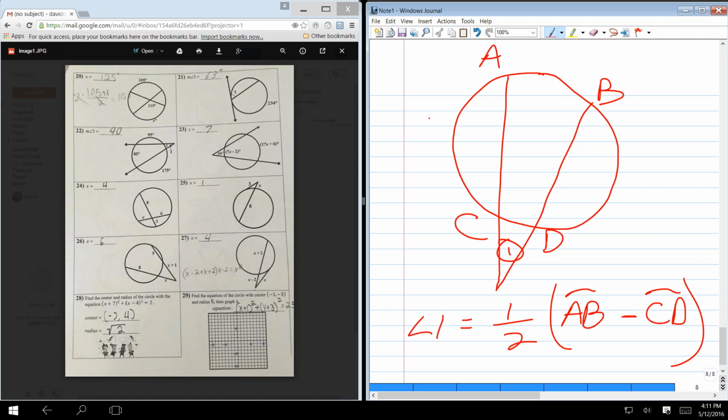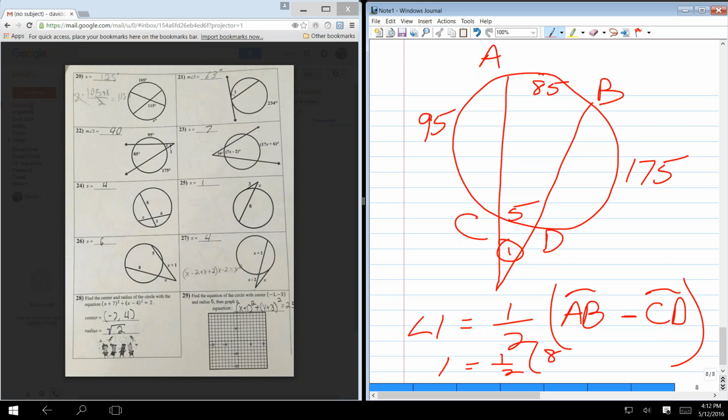The big arc is 85. The little arc, they don't give us, but they give us this as 95, and they give us this as 175. Can we figure out the little arc? CD is 5. Good, now we have everything we need. Angle 1 is equal to 1/2 of 85 minus 5, 1/2 of 80, 40 degrees, correct.